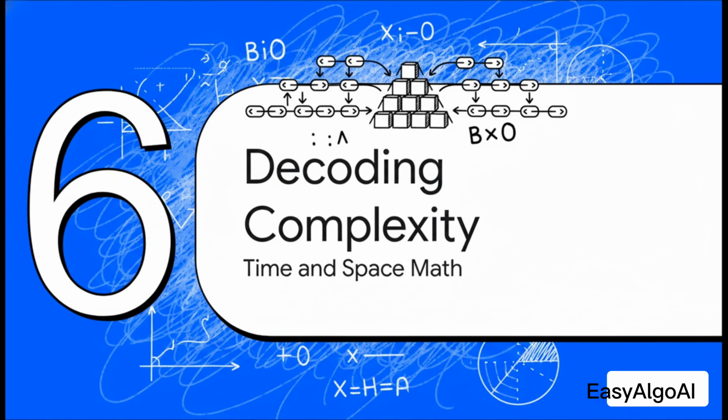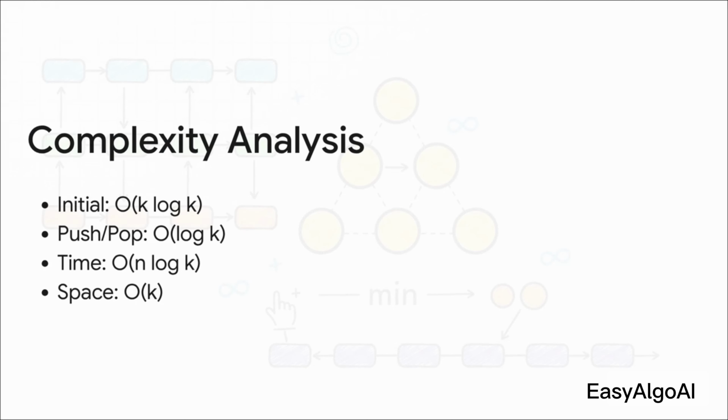Finally, Section 6, Decoding Complexity. Let's do the time and space math. Now that we've seen the mechanics in action, let's talk hard numbers. We need to neatly separate the setup from the ongoing processing. Pushing the k head nodes into the heap takes O(k log k) time. Although, actually, you could optimize this to strictly O(k) if you use a heapify function.